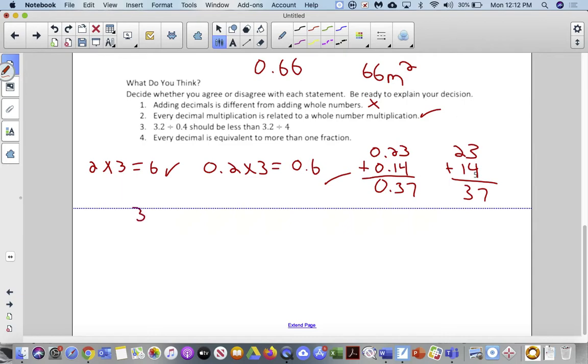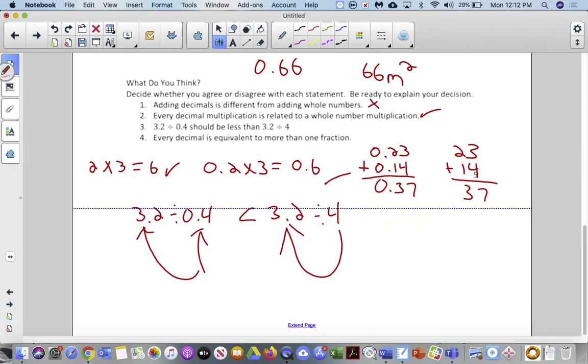3.2 divided by 0.4 should be less than 3.2 divided by 4. Well, this is actually incorrect. This is a smaller number. So what that means is more of them are going to go into that than this is going to go into that. So this statement is not true. Every decimal is equivalent to more than one fraction. This is true. If I get 0.1, this is 1/10 or 10 out of 100. True.